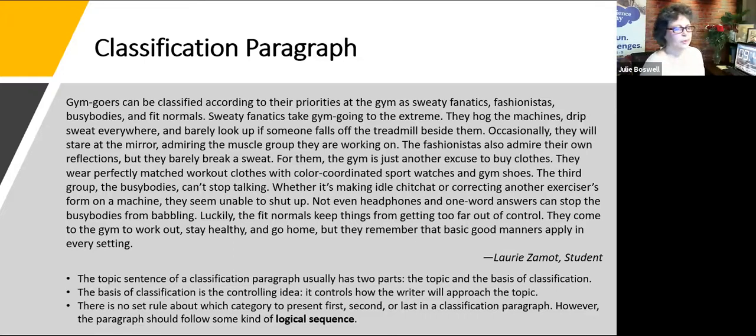There is no set rule about which category to present first, second, or last in a classification paragraph. However, the paragraph should follow some kind of logical sequence. I always say save your big point for last. That may not always work. But if you're saying, come to my birthday party, we're going to have Kool-Aid and potato chips and cake, cake is the big thing. Save it for the end. It sounds more convincing than come to my birthday party, we're going to have cake and Kool-Aid. No, cake and potato chips and Kool-Aid.